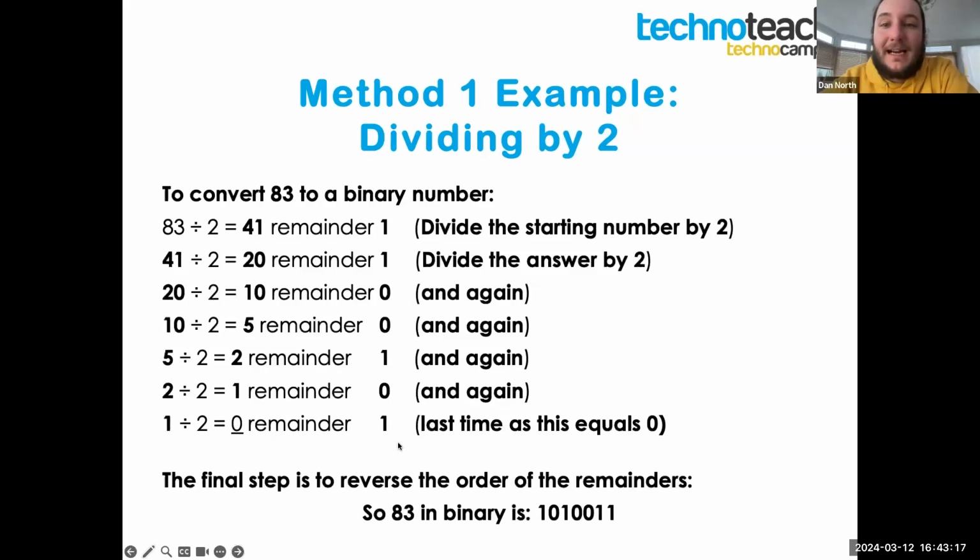And then, to get our binary answer out, we read those numbers in reverse. So 83 in binary is 1010011. And that method does work every time. You'd hope all these methods work every time, to be honest.